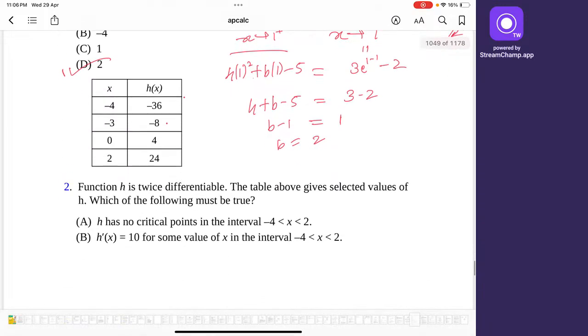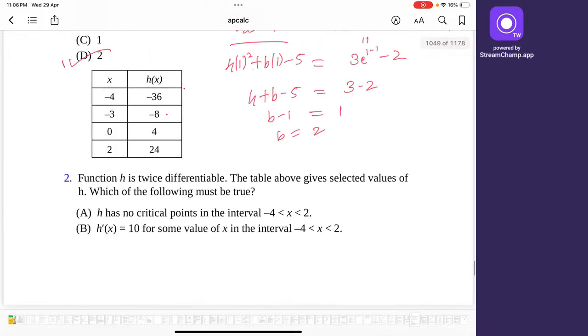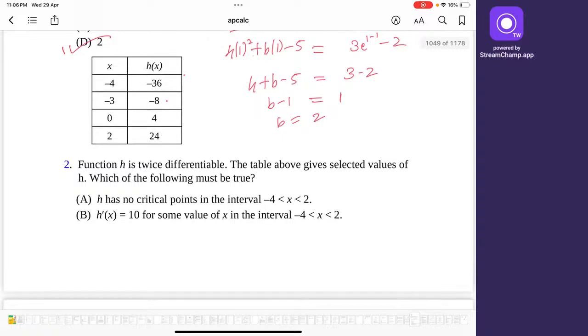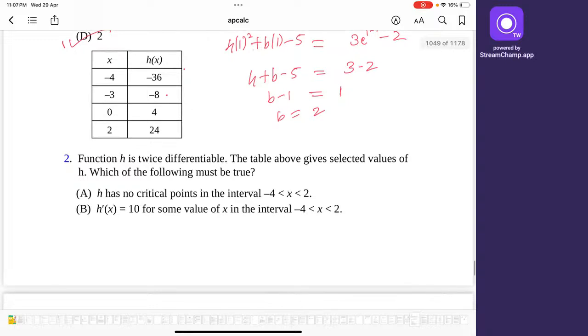Now let's move to the second question. So we have been given that h is twice differentiable. The table above gives you selected values of h. Which of the following must be true? So we have h is twice differentiable. So h has no critical points in the interval minus 4 to 2. They are asking which must be true.